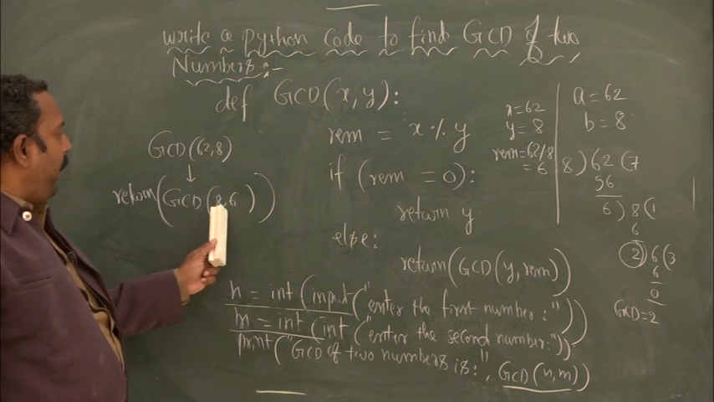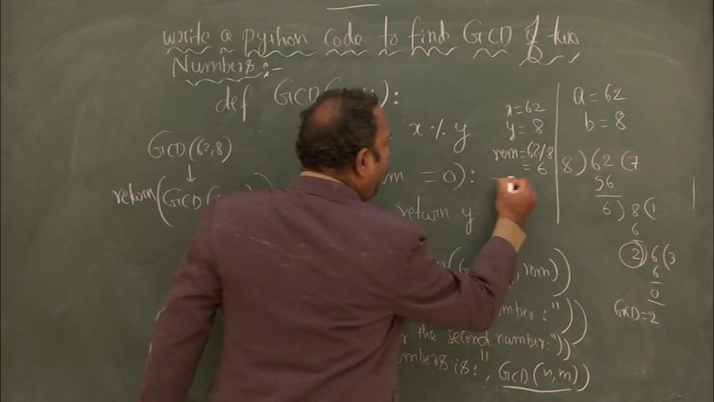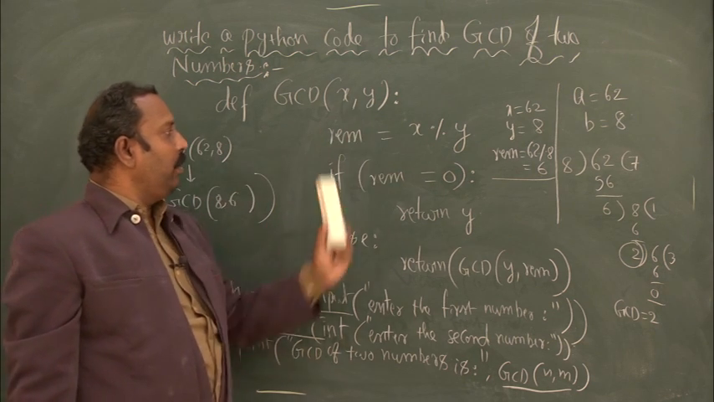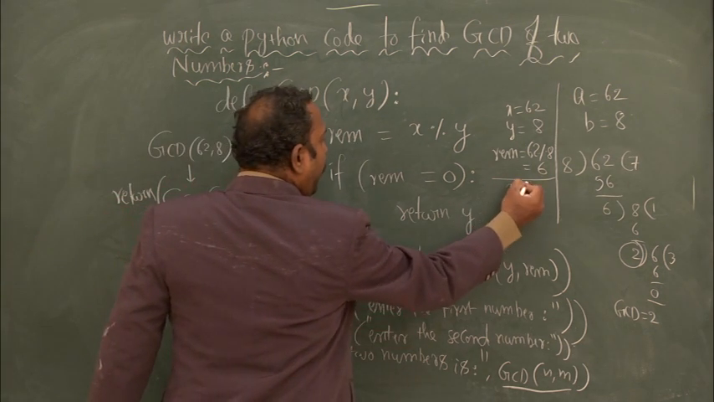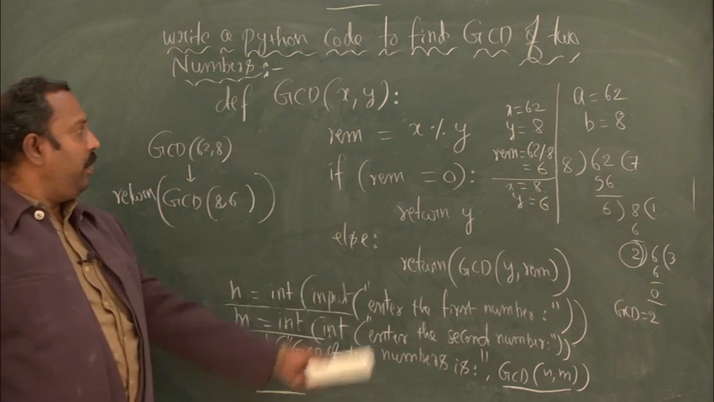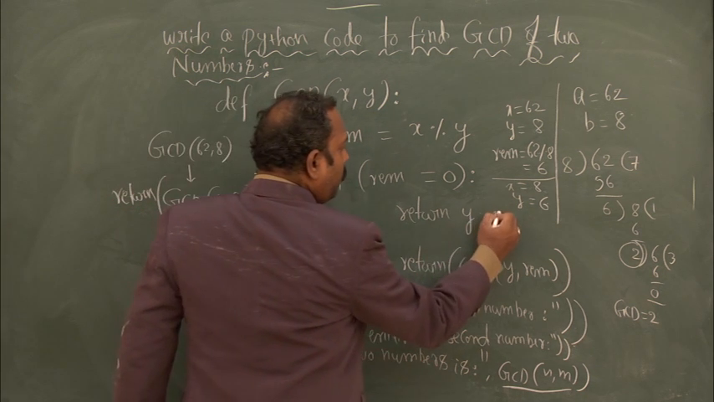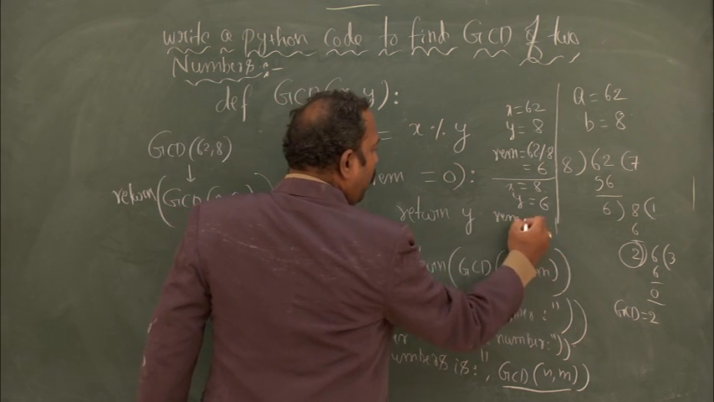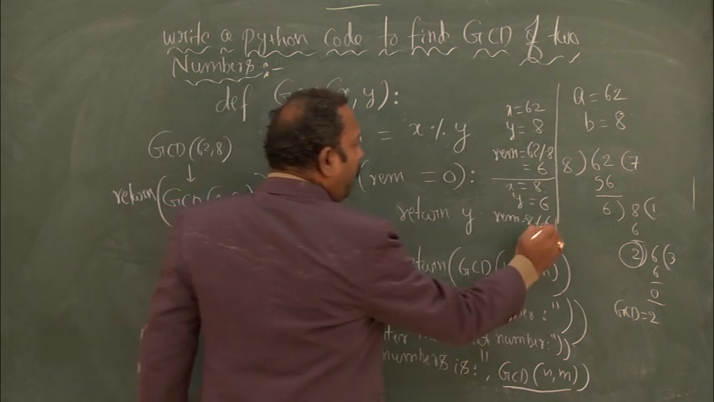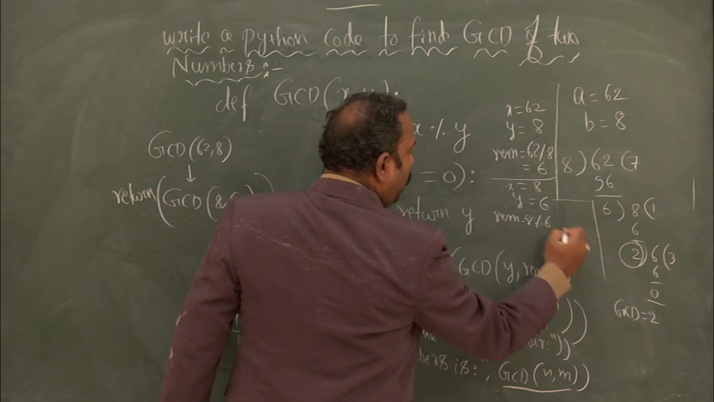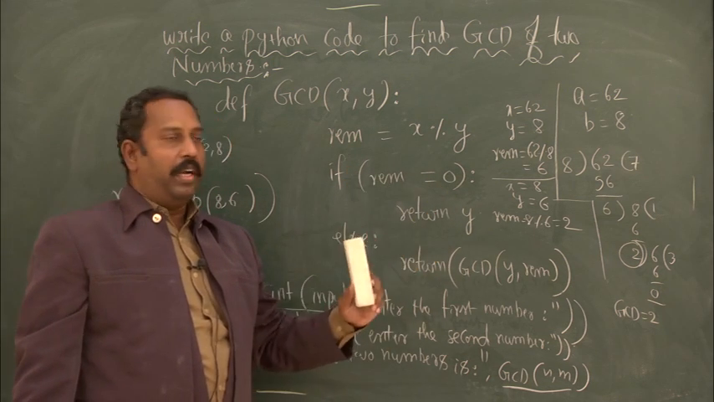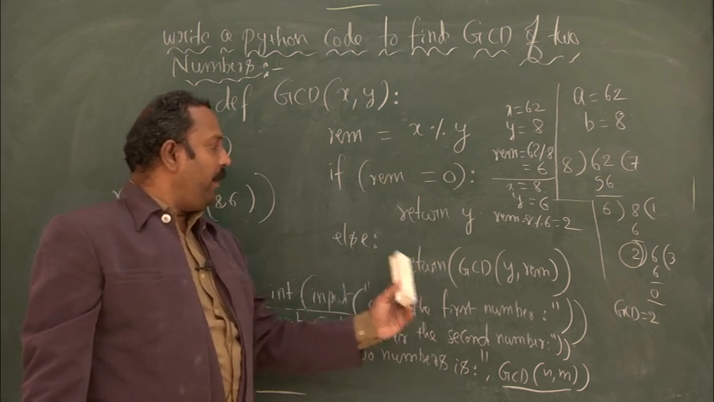So now GCD of 8 comma 6. 8 will be assigned to x, 6 will be assigned to y. So x gets value 8, y gets value 6. Again, remainder equal to 8 mod 6. What is the output we'll get here? Remainder equal to 2. So 2 equal to 0, the condition is false. So it comes to the else case and return.